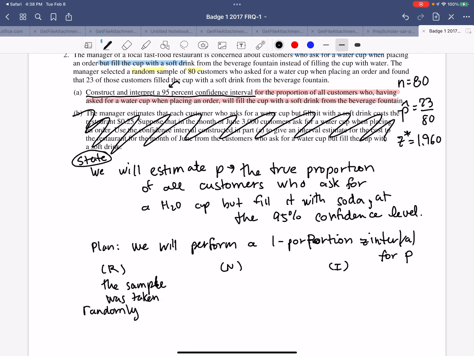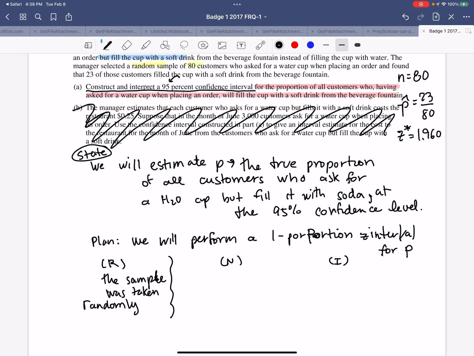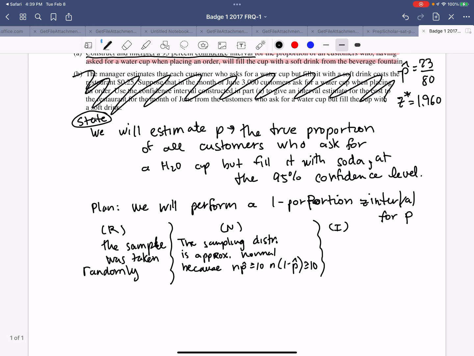The sample was taken randomly. Do we have large counts here? Say the sampling distribution is approximately normal because n times p hat is greater than or equal to 10 and n times 1 minus p hat. Notice I don't have p. I don't know the proportion. So we do a confidence interval when we don't know the proportion. We work with claims when we're actually given p. But right now I don't know it.